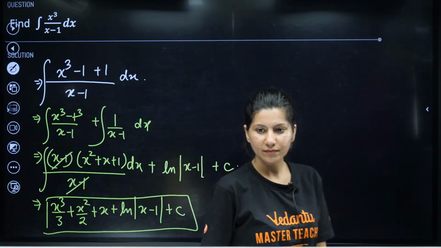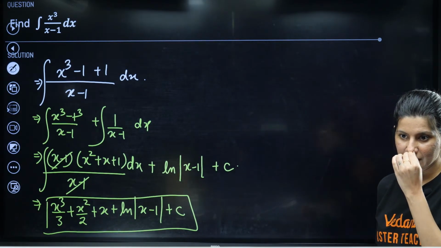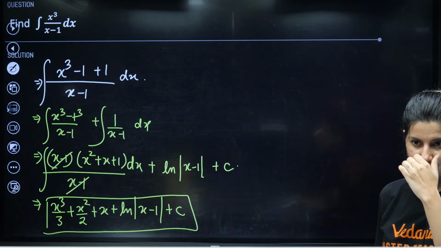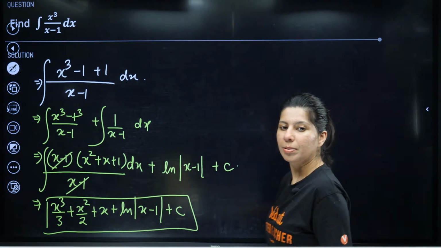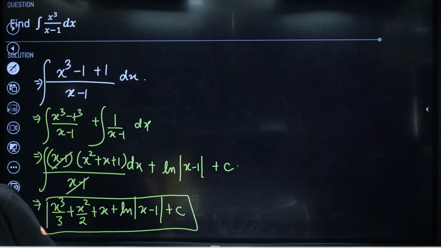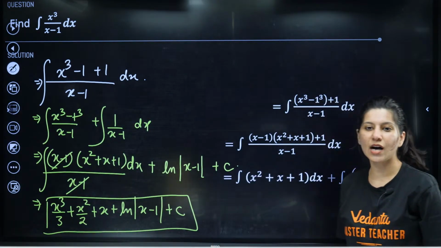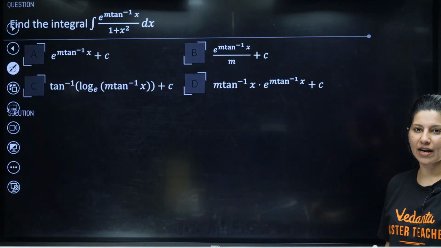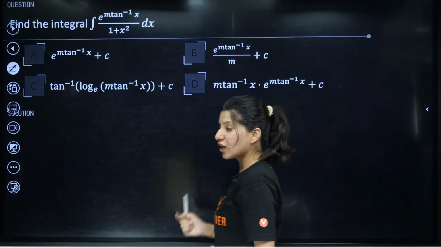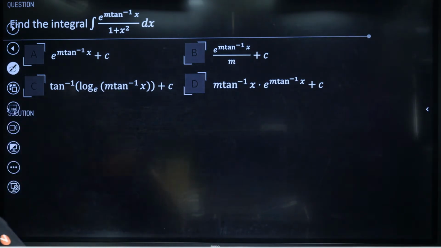Okay. Yes. Clear? Chalo. So this is how it is done, adding 1 and subtracting 1. Now next question. Let's see how many of you are able to answer this.